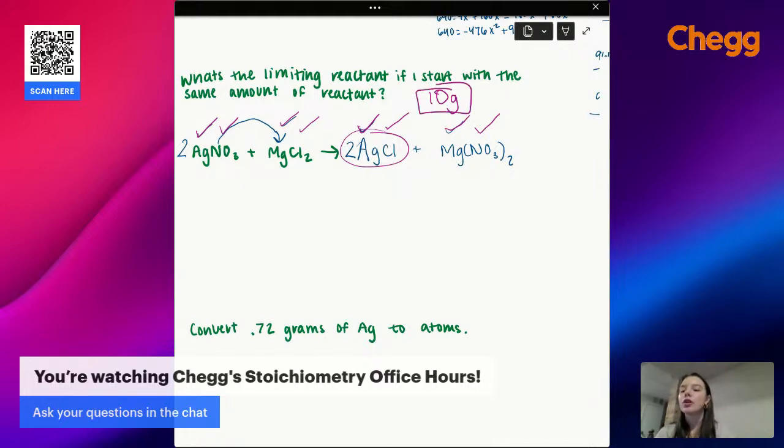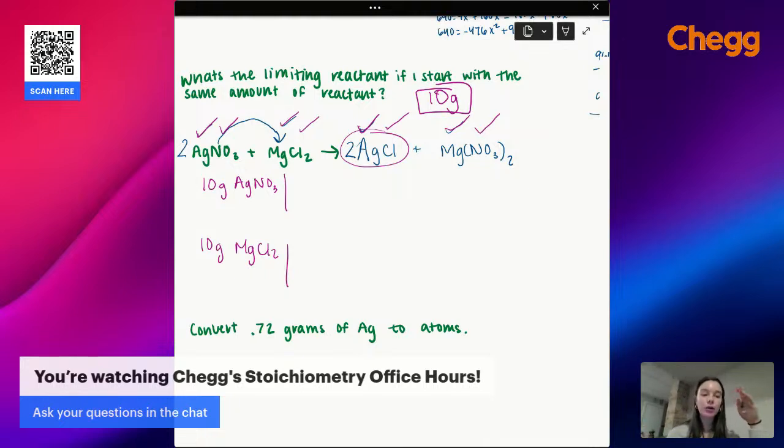So 10 grams of AgNO3, 10 grams of MgCl2. And then let's map how we're going to get from these grams to the moles of our AgCl. That's important because whichever creates fewer moles of AgCl is the limiting reactant. So for grams, I'm going to go to moles of AgNO3 because I can only convert to AgCl if I go to moles first, and I can use the coefficients of the balanced equation to get to my moles of AgCl.